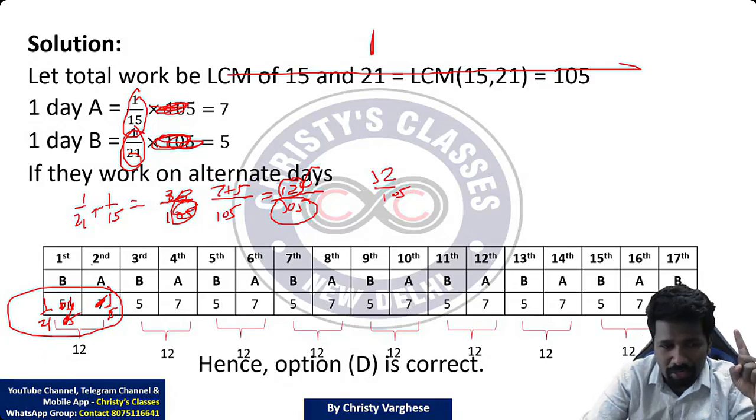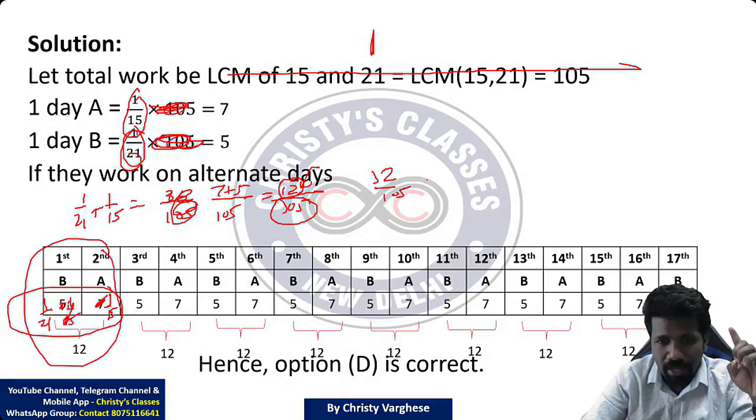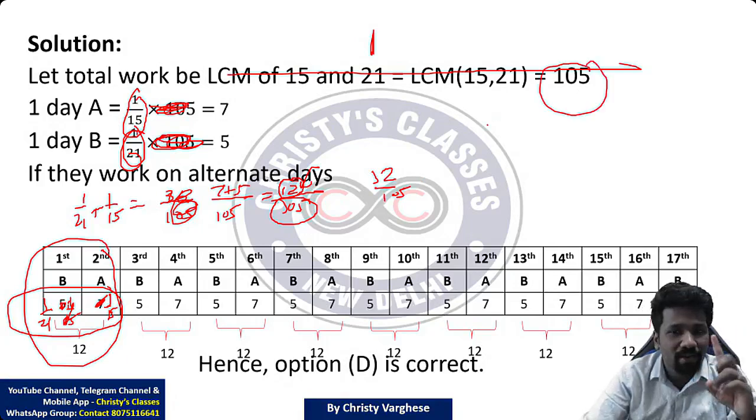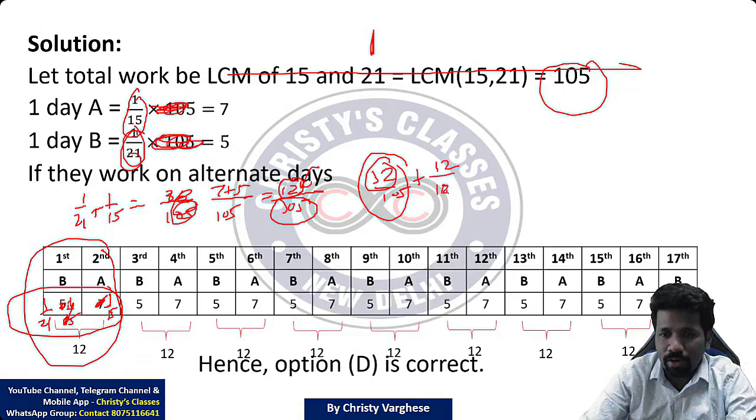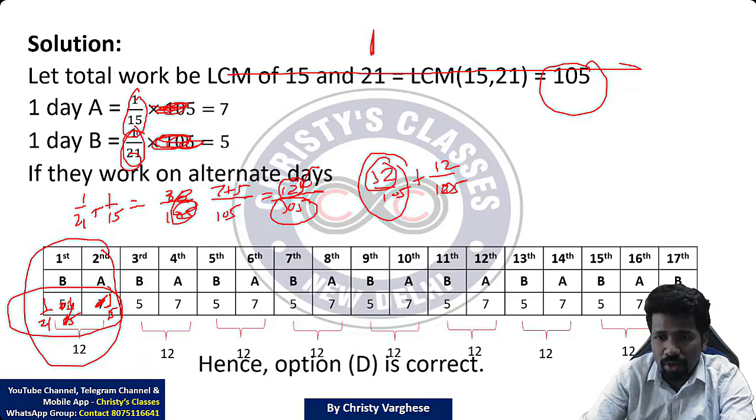Here you should understand how many days 2 days' work will take. We don't have to complete 105, because 105 is not a multiple of 12. That's a problem. That is why here you have to do trial and error with this fraction. 12 by 105 in the first 2 days, another 12 by 105 in the second 2 days. How many 12 by 105 are needed to complete 105? That is what you have to think.